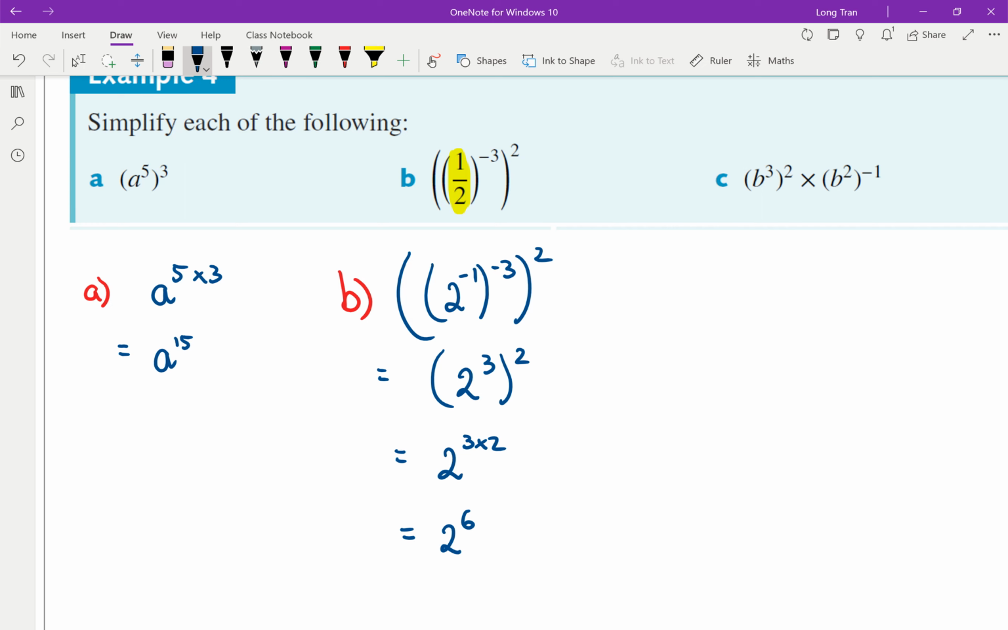Okay, I might just make this a bit smaller. Whoops, wrong button. Here we go. Let's make that a bit smaller.